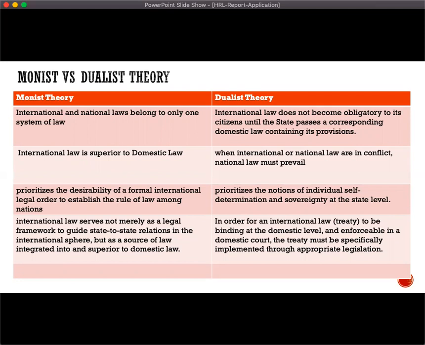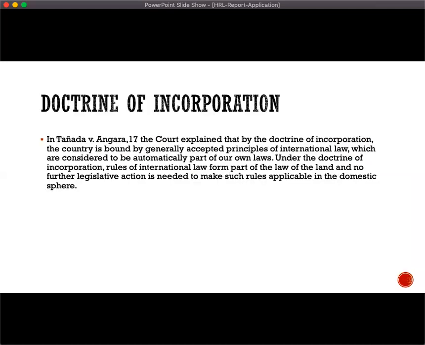While in dualist theory, in order for an international law to be binding at the domestic level and enforceable in domestic court, the treaty must be specifically implemented through an appropriate legal act or legislation. Okay. Now we go back to the doctrine of incorporation.